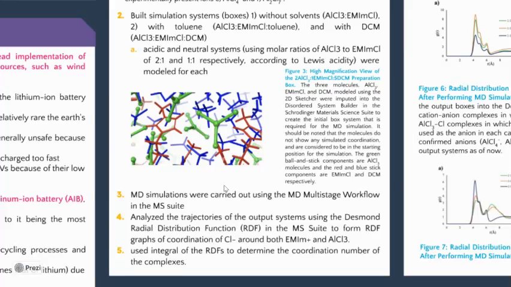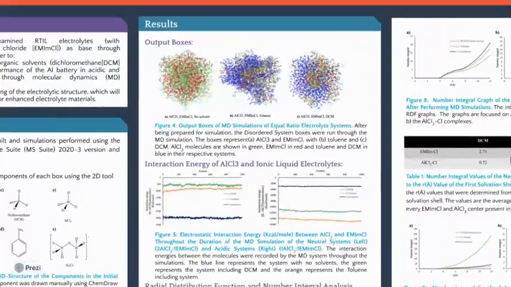MD simulations were then run in each system and were analyzed using graphs of electrostatic interaction energies and radial distribution functions, or RDFs, and their integrals. What you see in Figure 4 is the output box obtained after running the simulation.